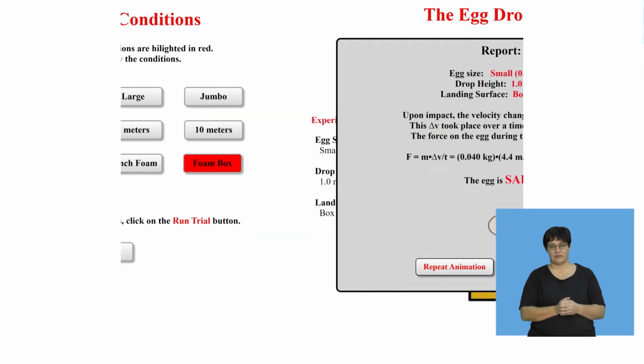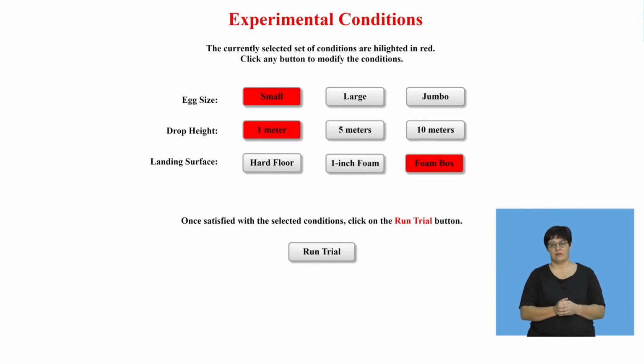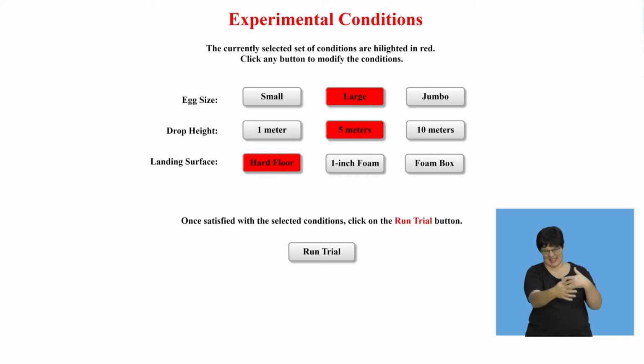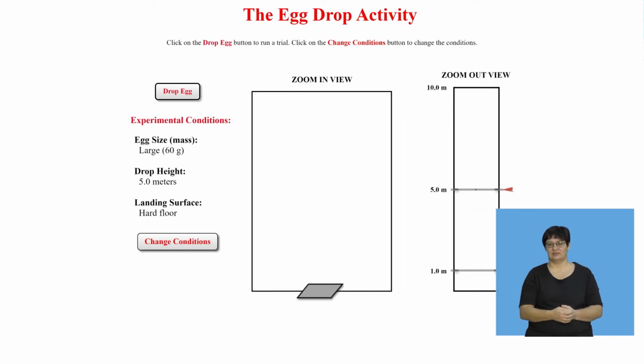Let's go and let's use a large egg because we can. Okay, let's drop the large egg from 5 meters and put it on a hard floor. I think we can all make a prediction as to what's going to happen, but let's do it anyway. Okay, so we're going to drop the egg. What you're going to see is the egg a little bit on the zoom out view. The zoom in view is just the last meter.